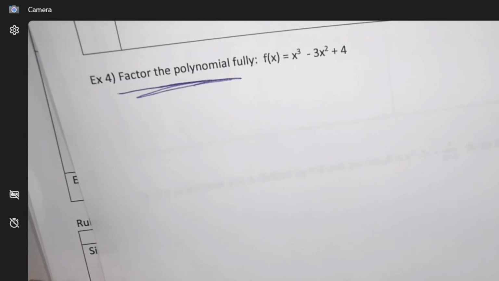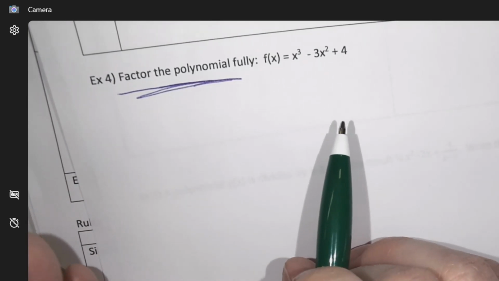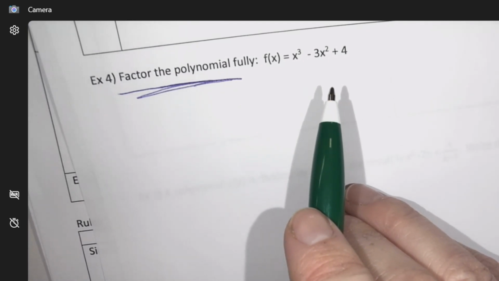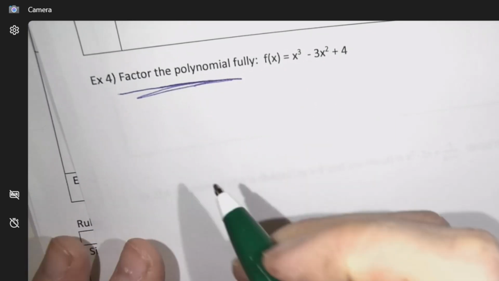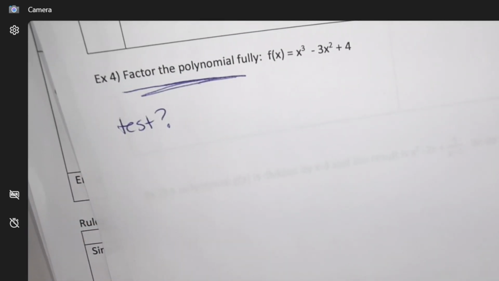Factor this thing fully. Okay, so here's the deal. I don't know anything about this right now, so I'm going to figure out what are some factors of this. I'm going to test some root numbers. What's the easiest number to try?